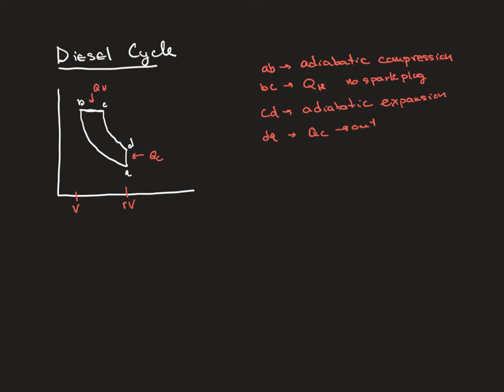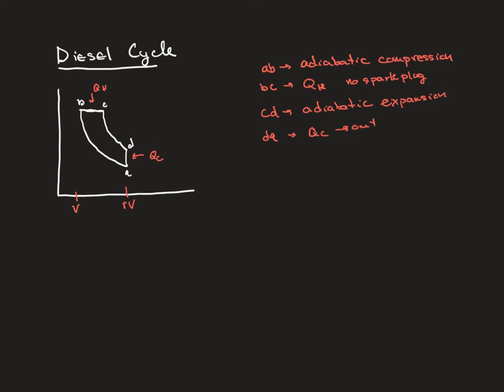Now, because from A to B, we have adiabatic compression, we're actually raising the temperature inside of the cylinder so that when you're injecting the fuel, it is at a high temperature and ignites without the need of a spark plug. We're then expanding it isobarically and then expanding adiabatically before then isovolumetrically expelling your waste heat.